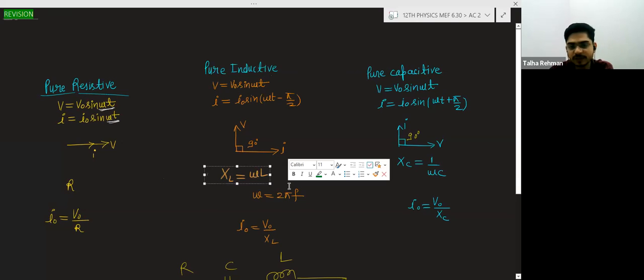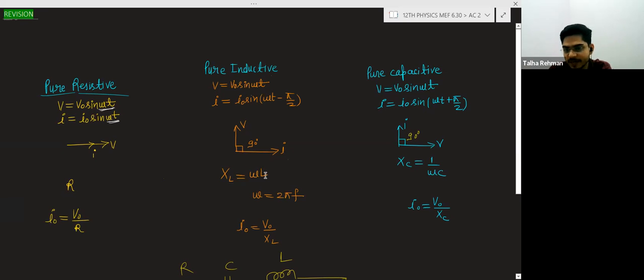And there is another term here, inductive reactance. Inductive reactance is given by omega into L. What is L? L is the inductance. Omega is the angular frequency. Omega is also given by 2 pi f.